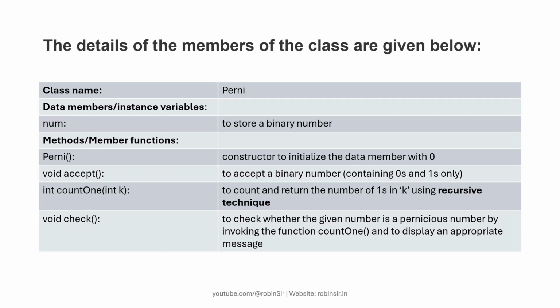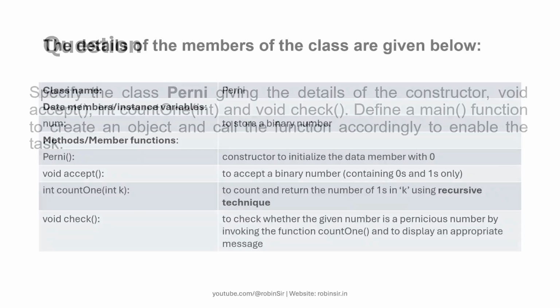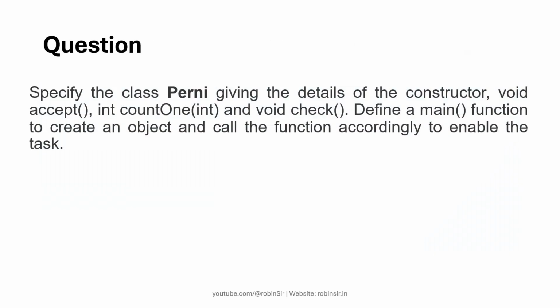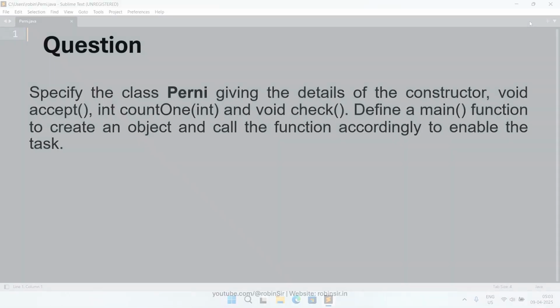Then we have the check function to check whether the given number is a pernicious number or not by invoking the function count1 and display an appropriate message accordingly. So we have to define this class and include the constructor, all the functions, and we also need to define main to create an object and call the functions accordingly to enable the task. So that's the question. Let's start writing the program.